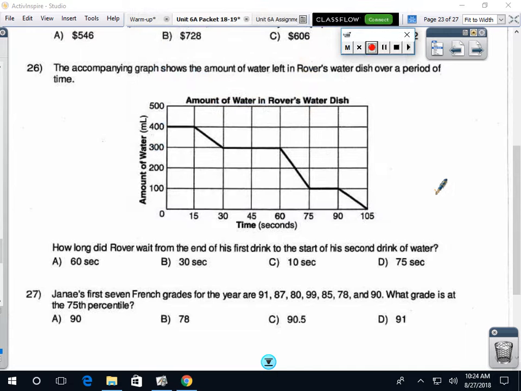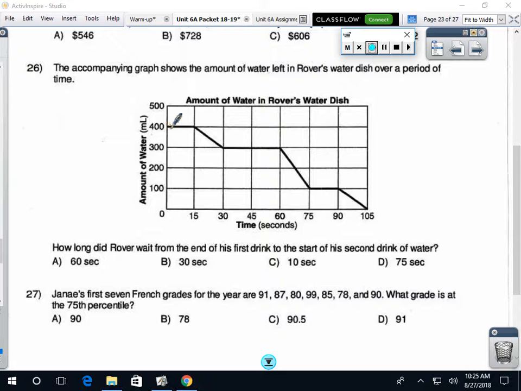Okay, this is what we call a line graph. Now no, it's not one straight line, but aren't all the parts of it made up by lines connected? So we call it a line graph. And the graph shows the amount of water left in Rover's water dish over a period of time. So we're talking about a dog and his water dish over a period of time that ranges from 0 seconds to 105 seconds. Okay, how much water does Rover start with in his water dish?